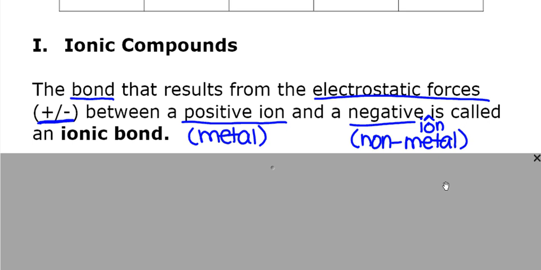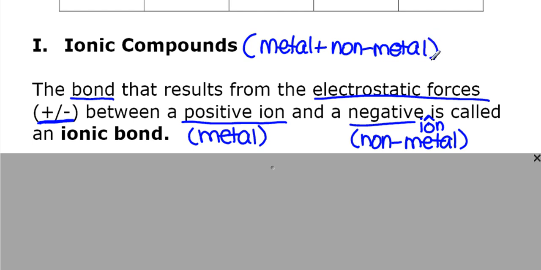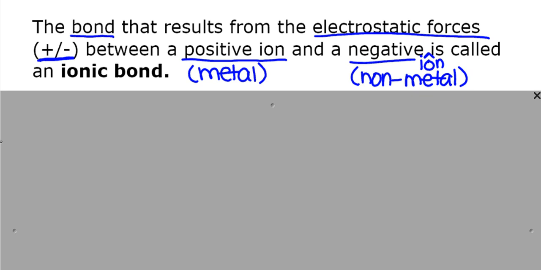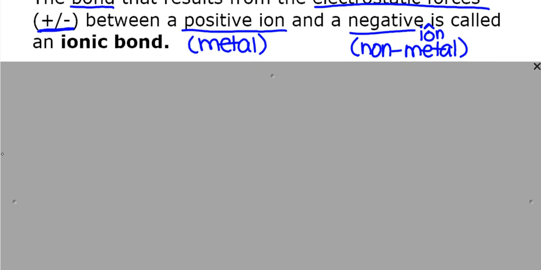So when you look at the formula for an ionic compound, it's always a metal plus a nonmetal. Compounds that form when a metal and nonmetal join, ionic compounds, have certain properties. So that means characteristics. So what are they?